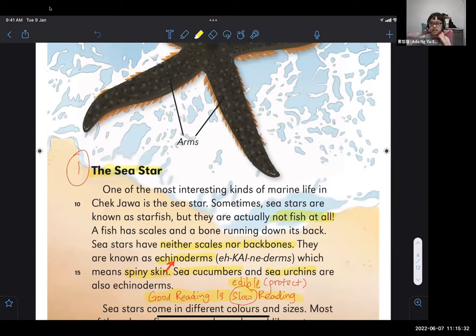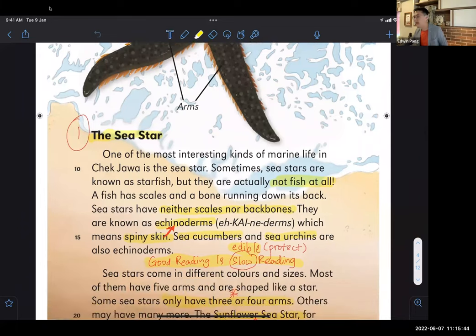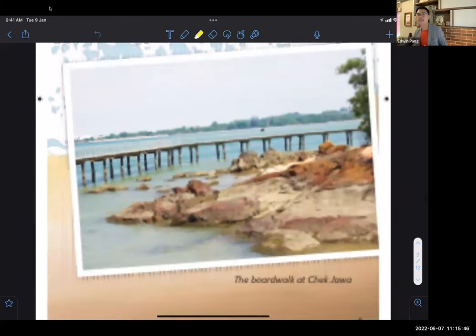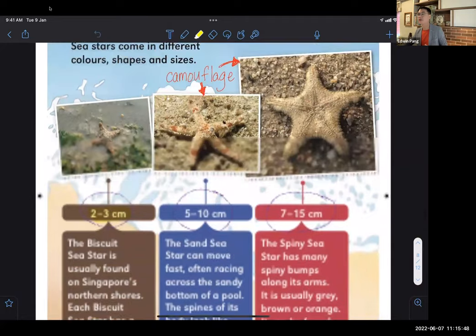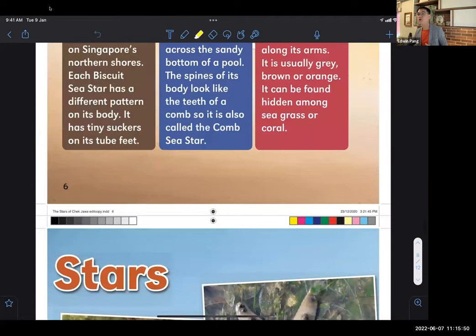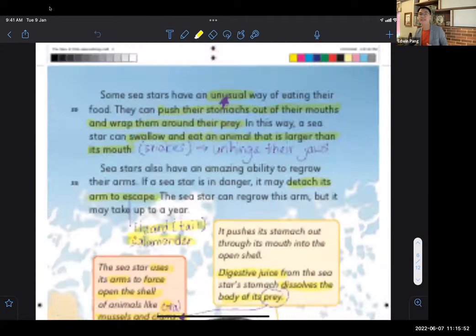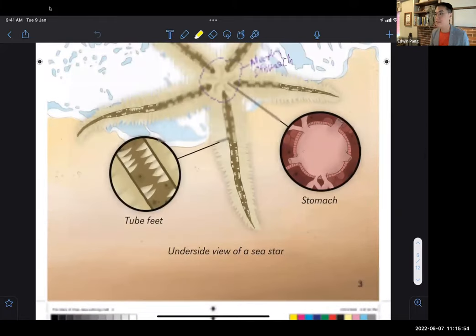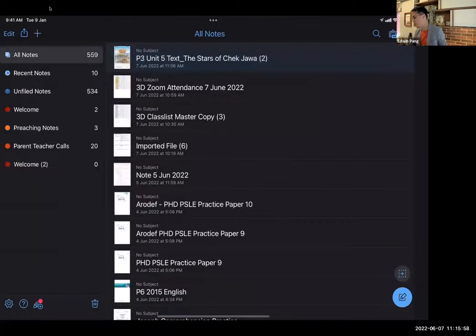Ada, go ahead. Sorry? Sea stars. Okay, very good. So did I talk about any other animal after this already? No, right? The whole story after this is all about sea stars already. It's all about different kinds of sea stars, right? So what do you think the next main idea is going to be about then? It's obviously going to be about? Yep, that's right. It's going to be about sea stars.